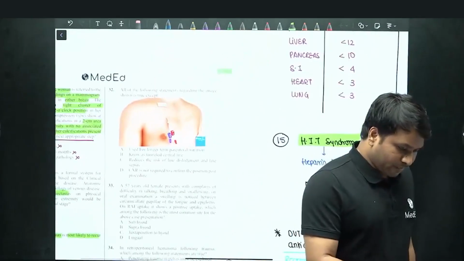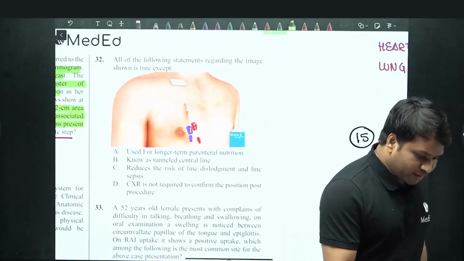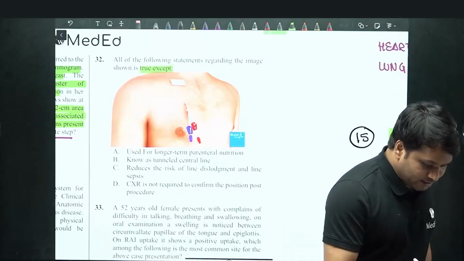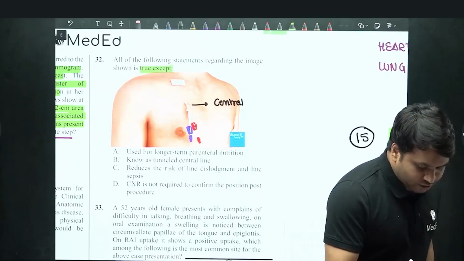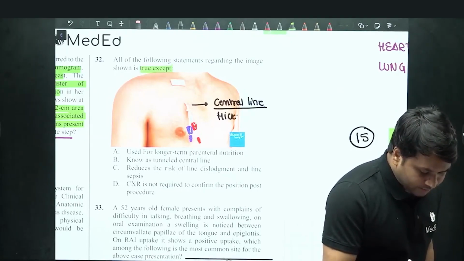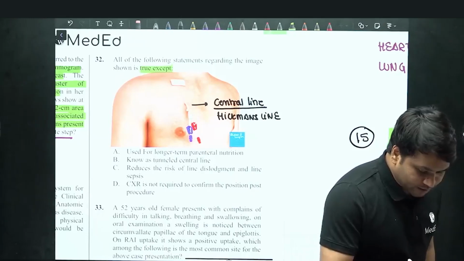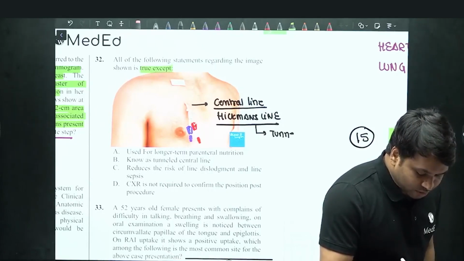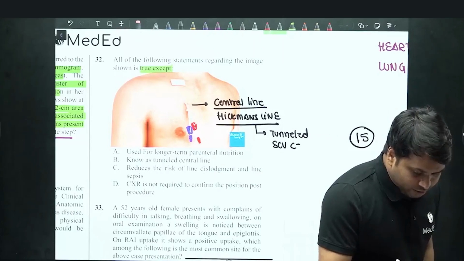Now question number 32. All of the following statements regarding the image shown are true except. So what is this? This is a central line. This is an image of a central line, popularly known as the Hickman's line. And this Hickman's line is also referred to as a tunneled subclavian vein central line.